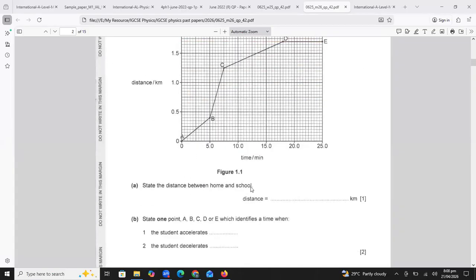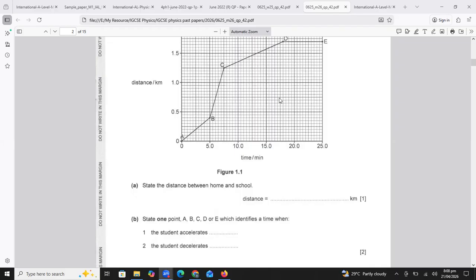Now they are saying in part B, state one point A, B, C, D, and E, which identifies a time when the student accelerates. Accelerate means that the speed of the student is increasing. And in the second part, they are saying the student decelerates. Decelerate means when the student speed is decreasing.